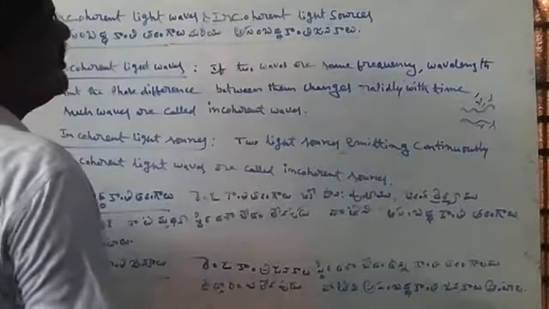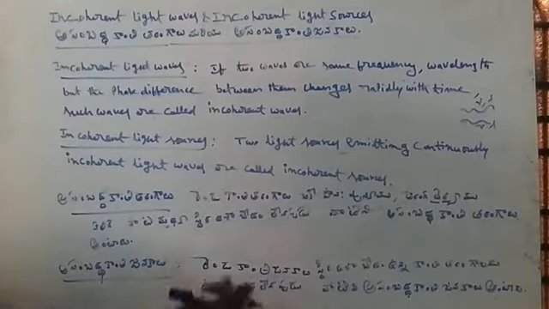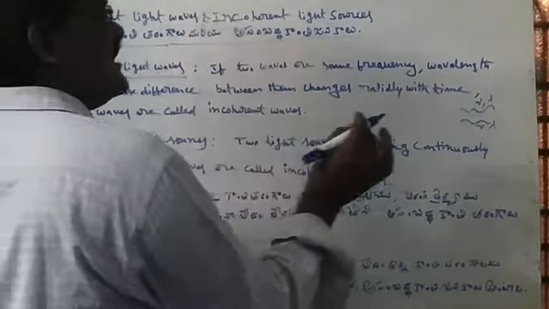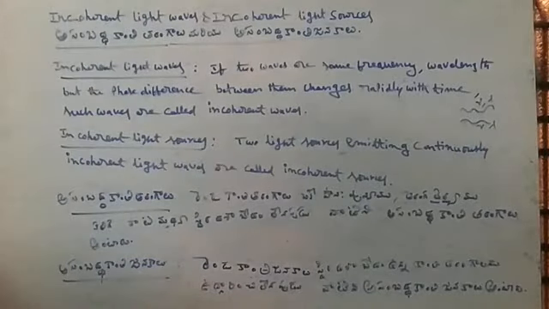If two waves have the same frequency and wavelength, but the phase difference between them changes rapidly with time, such waves are called incoherent waves. Here, frequency is the same, wavelength is the same, but the phase difference changes rapidly with time.